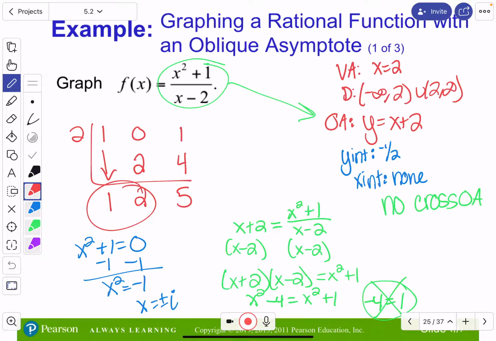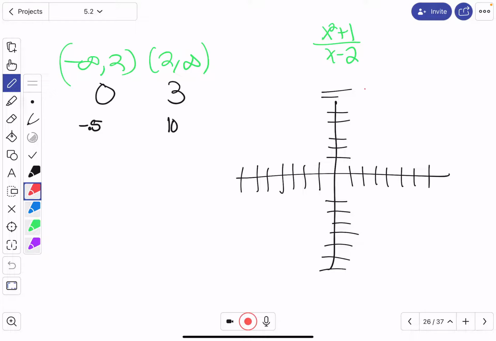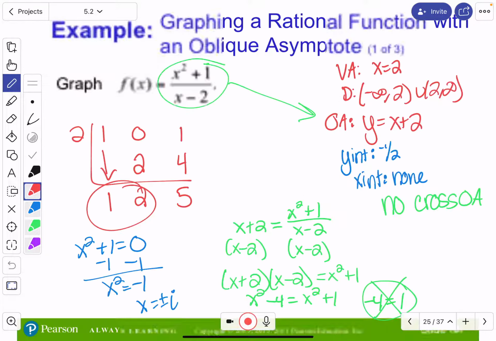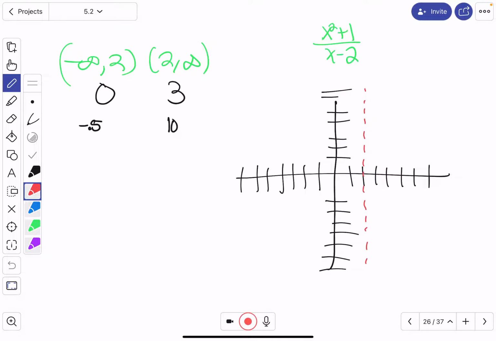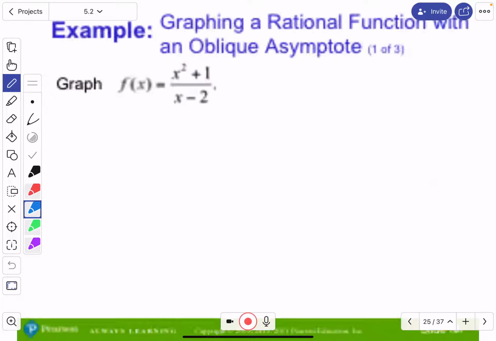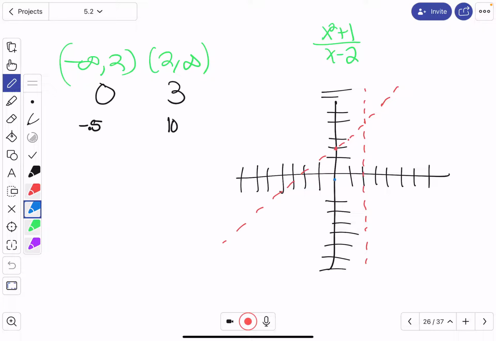Our horizontal intercepts was, our vertical one was 2. And then the oblique asymptote was x plus 2. So we know the y-intercept is 2. Then we go up 1 over 1, up 1 over 1, up 1 over 1. So our oblique asymptote looks like this. We said the y-intercept was negative 1/2. There were no x-intercepts.